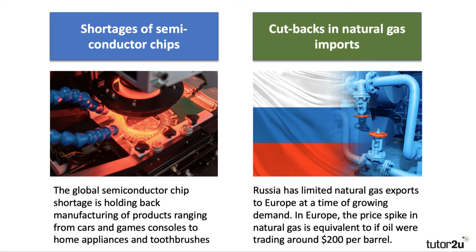Another issue is the fall in the supply of natural gas in the markets. Britain's a net importer of natural gas, and the Russian government has limited natural gas exports to the European continent at a time of increasing demand. I'm told that in Europe the price spike in natural gas, which I'll show you in a second, is equivalent in its effect as if oil was trading at about $200 per barrel. At the moment it's trading at about $80.